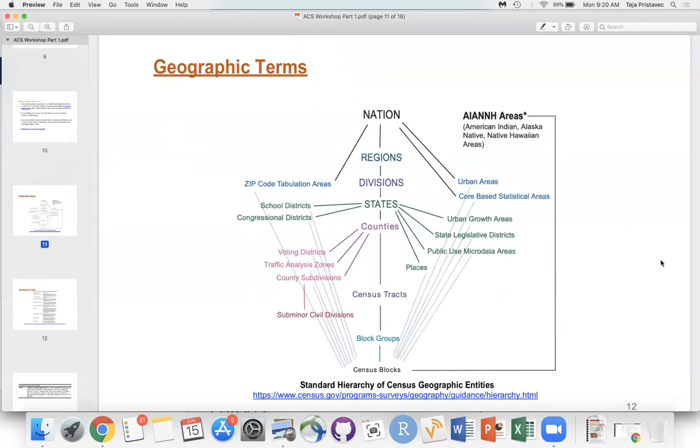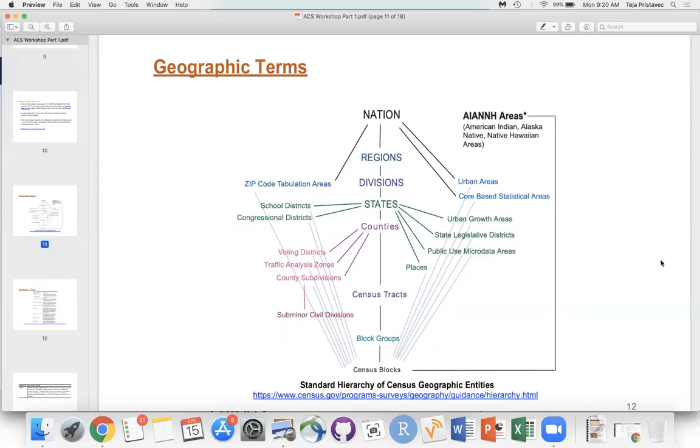So you can get estimates at the nation level. So for all of the US, let's say I'm interested in percent female, right? I can calculate percent female at the level of the US. Then I can go down into regions, divisions, I can calculate percent female by state. Some subcomponents of states that are approximately the same level would be school district or congressional district. Under states, you have counties, so that's like a fairly common sense term. You know what a county is. Counties can have voting districts or traffic analysis zones within them.